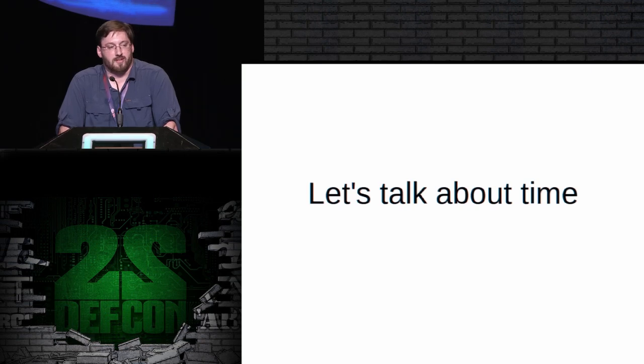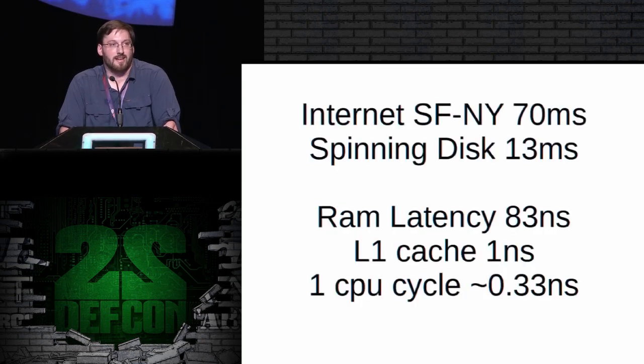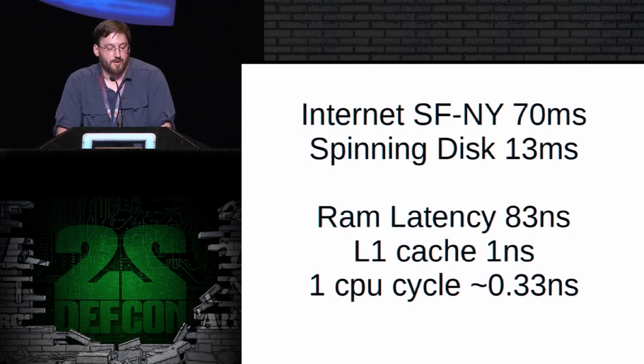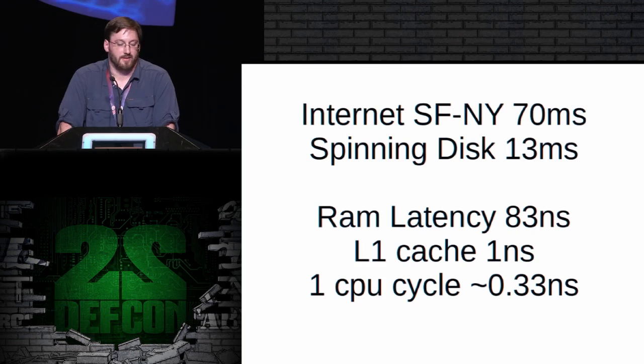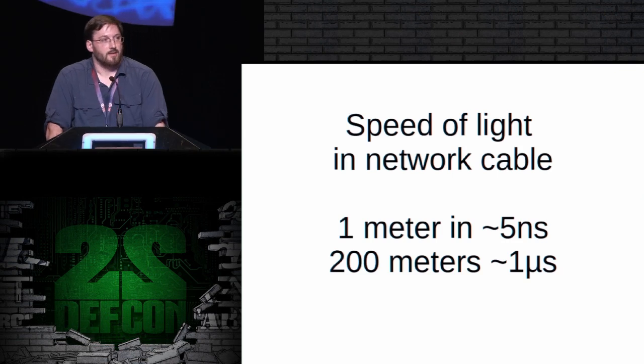So let's talk a little bit about time. Intuitively, we know that getting from San Francisco to New York takes about 70 milliseconds. Getting data off a spinning disk takes about 13. Going down further, RAM latency is about 83 nanoseconds. Getting data from the cache in the CPU is in the sub-nanosecond range. And then down to the CPU cycle, which is a third of a nanosecond. By the way, the references for everything are in the speaker notes on my slides, which will be on GitHub after the talk.